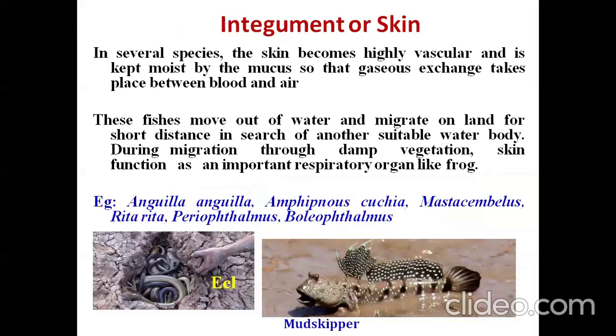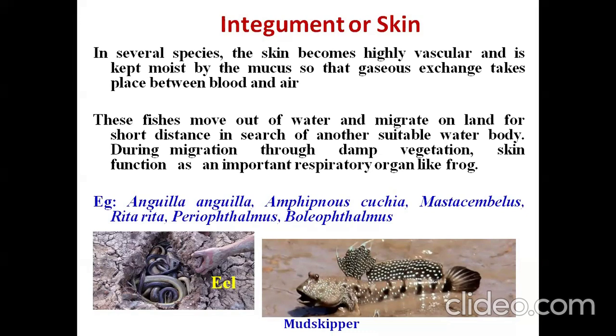So let us discuss the integument, or the skin or the dermal region, which is going to play a major role as the accessory respiratory organ. In several species, the skin becomes highly vascularized and is kept moist by the mucus so that gaseous exchange takes place between the blood and the air.